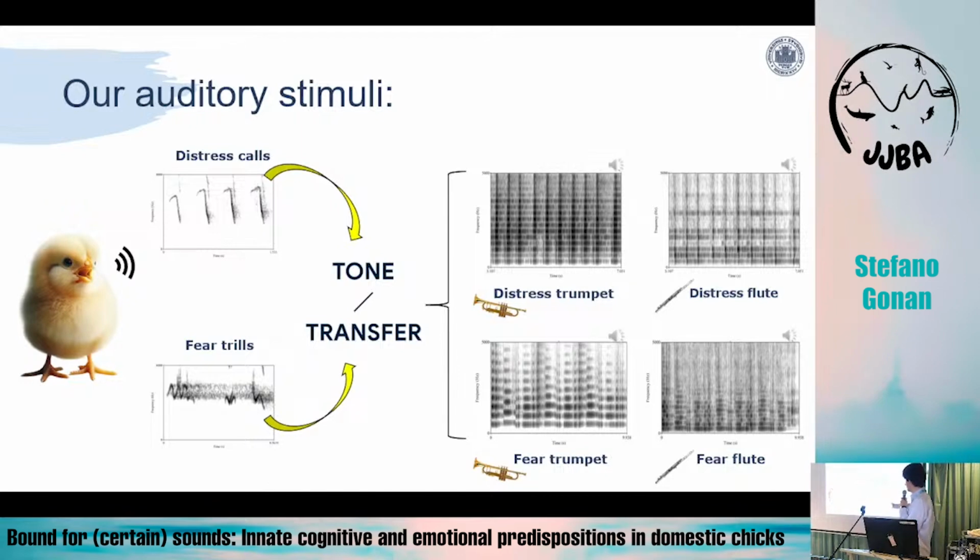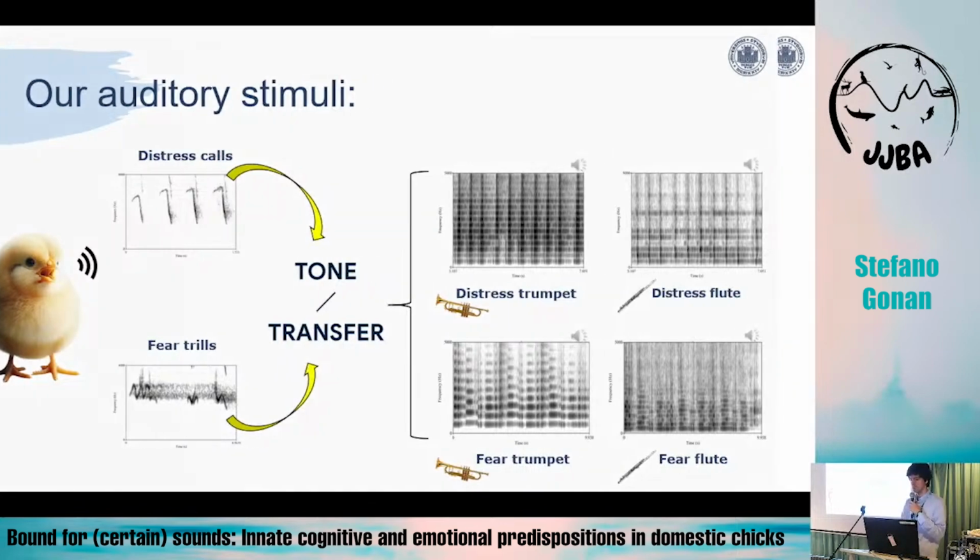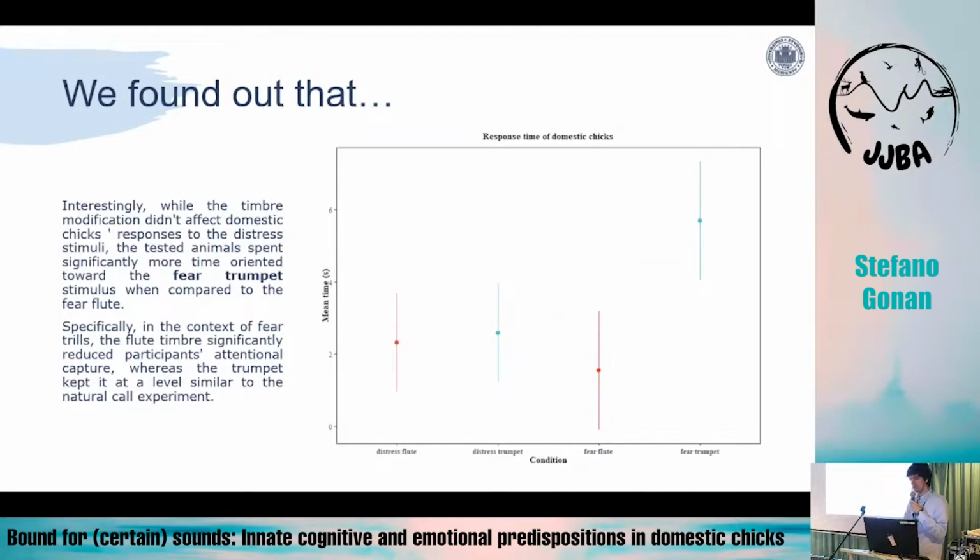So all of the acoustic features that are somewhat related to timbre are changed, but the temporal structure of these sounds is unchanged in regard to the original natural calls. And what did we find out in this second experiment? Well, as can be seen again from another point range graph, it seems that the trumpet's bold sound mimics the urgency of the original fear trill better than the softer tones of the flute.